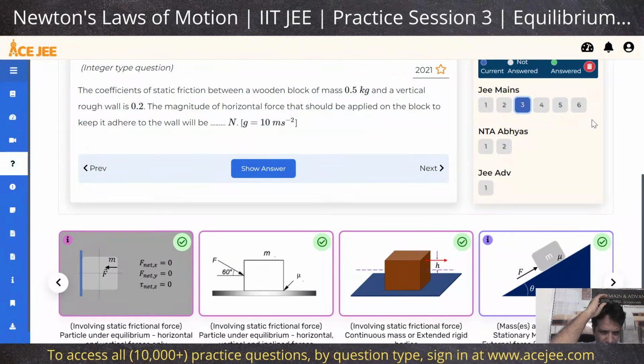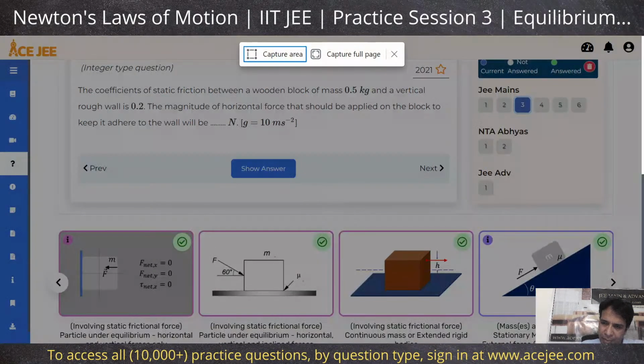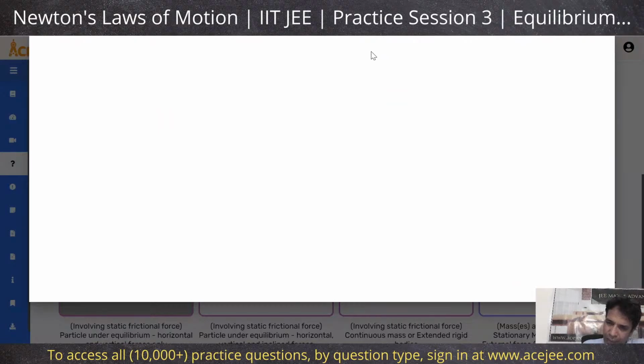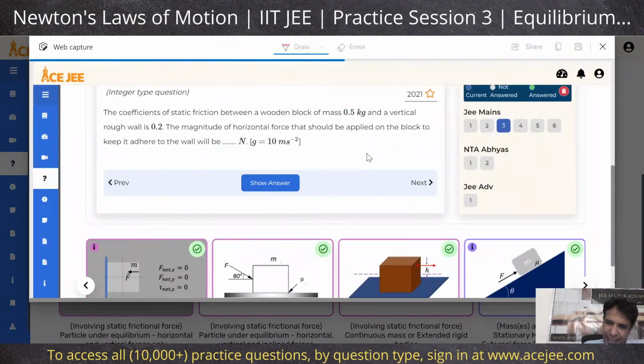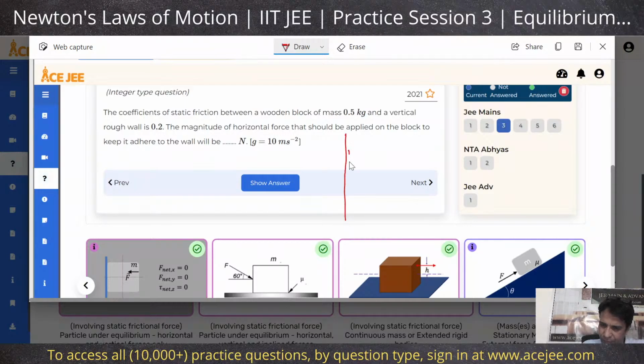Let's do this one. This should be fairly simple, right? The coefficient of static friction between a wooden block of mass 0.5 kg and a vertical rough wall is 0.2. Then the magnitude of the horizontal force that should be applied on the block to keep it adhered to the wall will be how much? So let me quickly draw the picture and you guys can actually tell me the answer right away. It's very simple. This is what we have done.